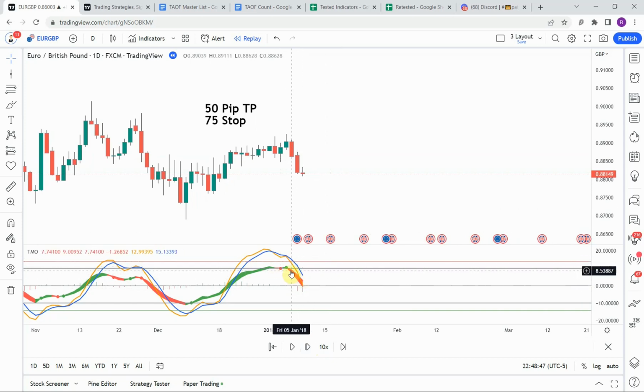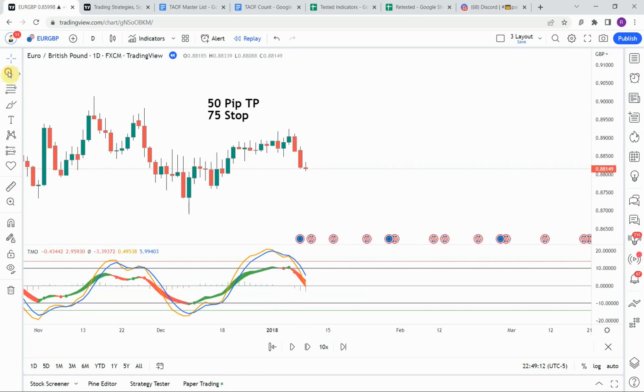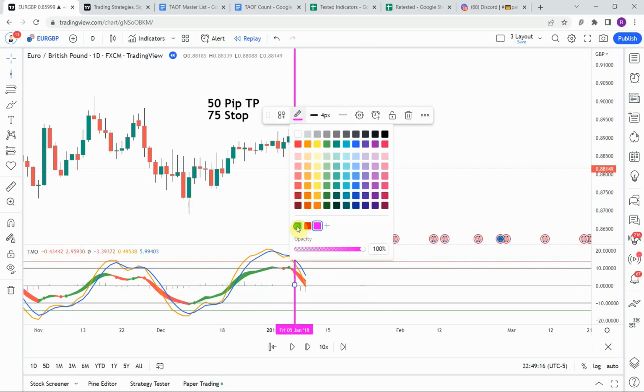Now, I believe what we're going to do is the orange and blue line just needs to cross. It doesn't actually need to cross back down into this area. Maybe the orange line, but what we're going to look for is the red dot or the green dot on the ribbon here. And as long as the blue and orange line has made the cross, then we will call that a valid signal. So for example, we would have a signal right here.